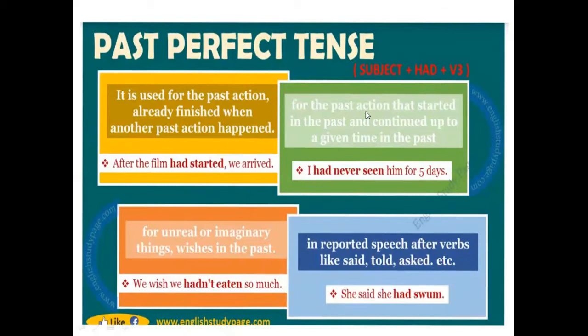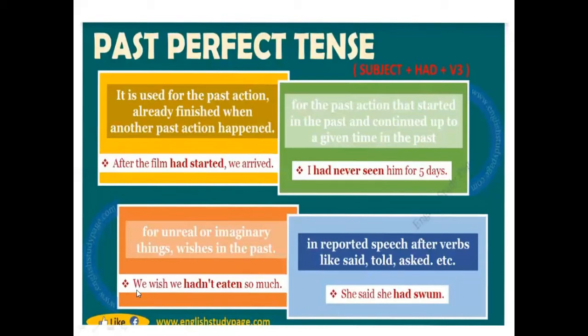Now, for a past action that started in the past and continued up to a given time in the past. For example, I had never seen him for 5 days. This sentence shows that some actions started in the past and continued up to a given time in the past. Clear?